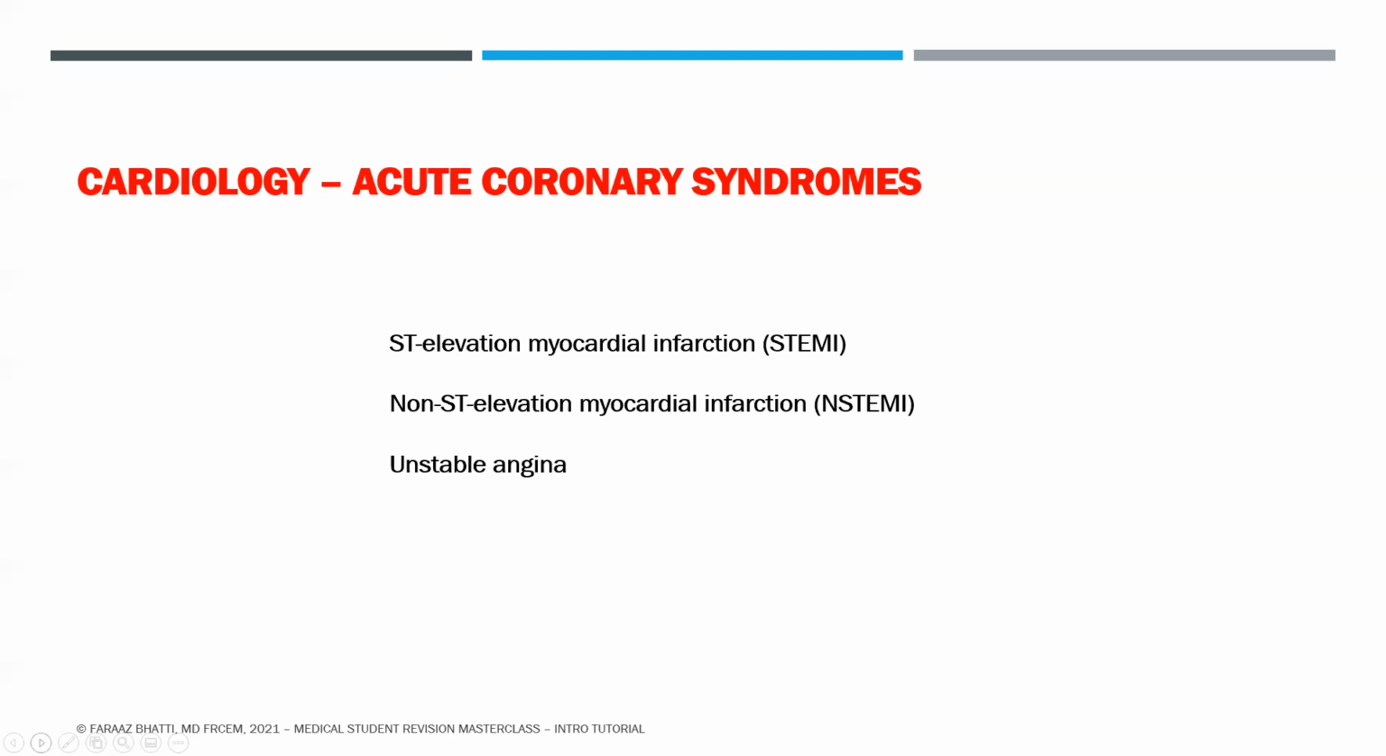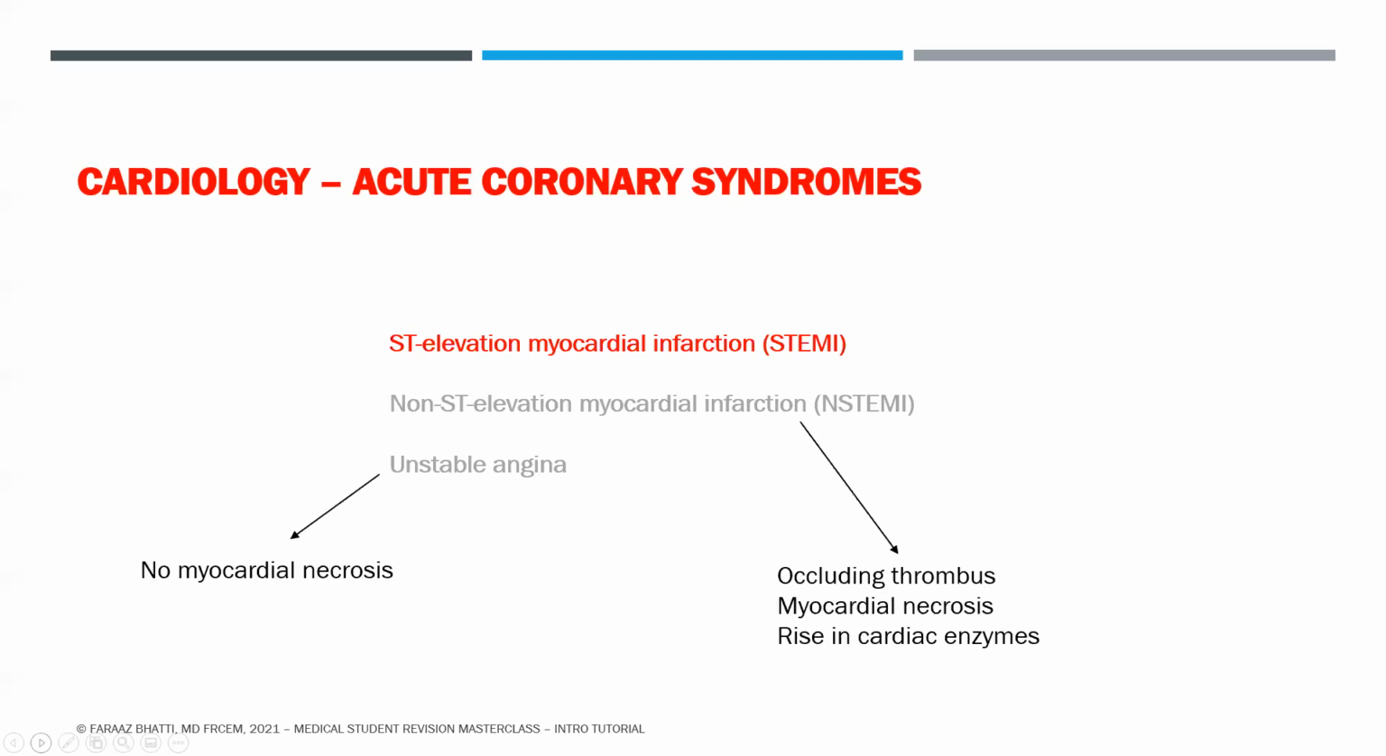Acute coronary syndromes encompass STEMIs, NSTEMIs, and unstable angina. We will be focusing on STEMIs. In unstable angina, you have no myocardial necrosis, and with NSTEMIs, you have an occluding thrombus, myocardial necrosis, and a rise in cardiac enzymes, but no ST elevation.